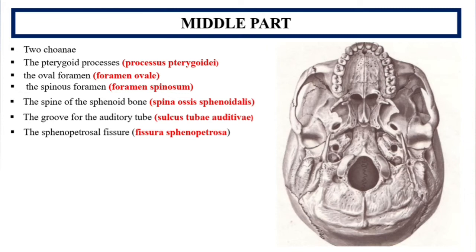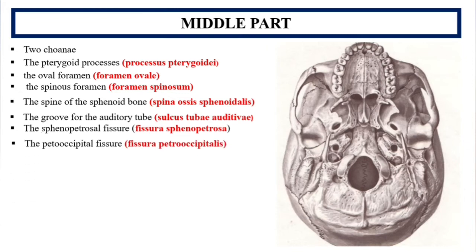The sphenopetrosal fissure, and this should be the petro-occipital fissure, fissura petro-occipitalis, not petal, but petro-occipitalis, right? So let me show you these two. It's easy, right? Look at the names, sphenopetrosal. You just need to find the petrous part and the sphenoid bone. In between, that's where you find the sphenopetrosal fissure. Then the next one is petro-occipital. You need the petrous part and the occipital bone. Here you can see the basilar part. In between, that's where you find the petro-occipital fissure, fissura petro-occipitalis, right?